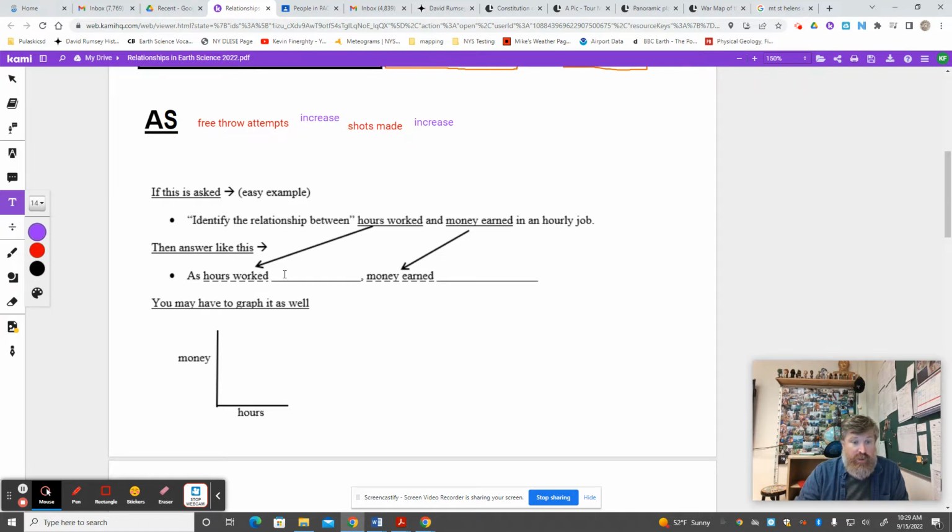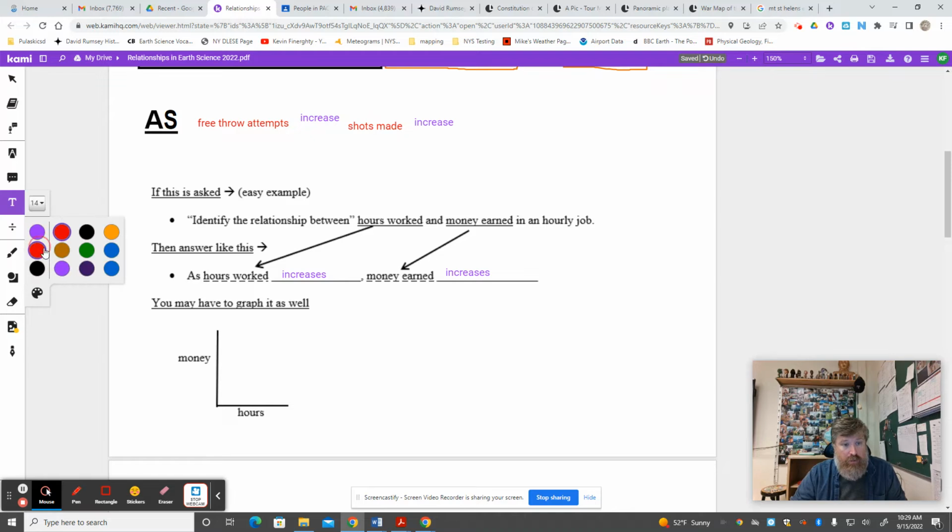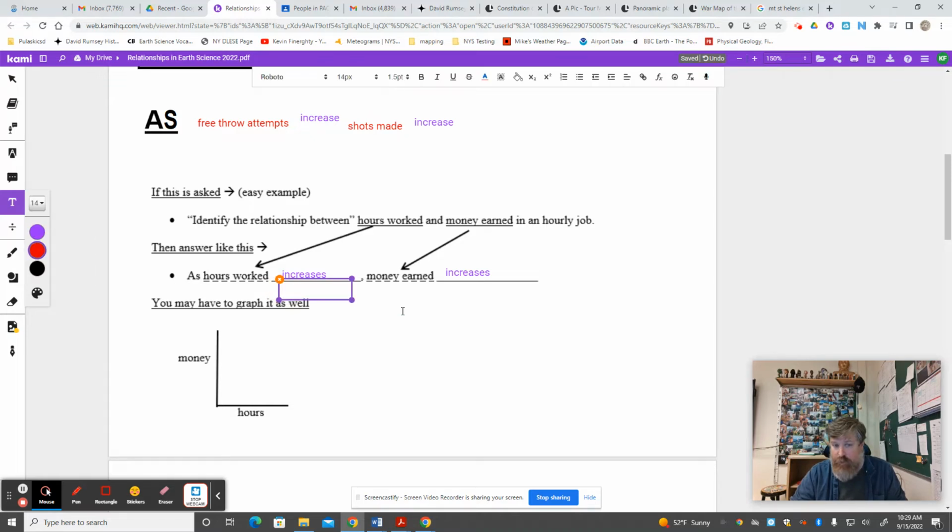So as hours worked, let's go with increases. You work more hours, that means the amount of money you earn is also going to increase. All right, let's think about this a different way. What if the hours worked decreases?